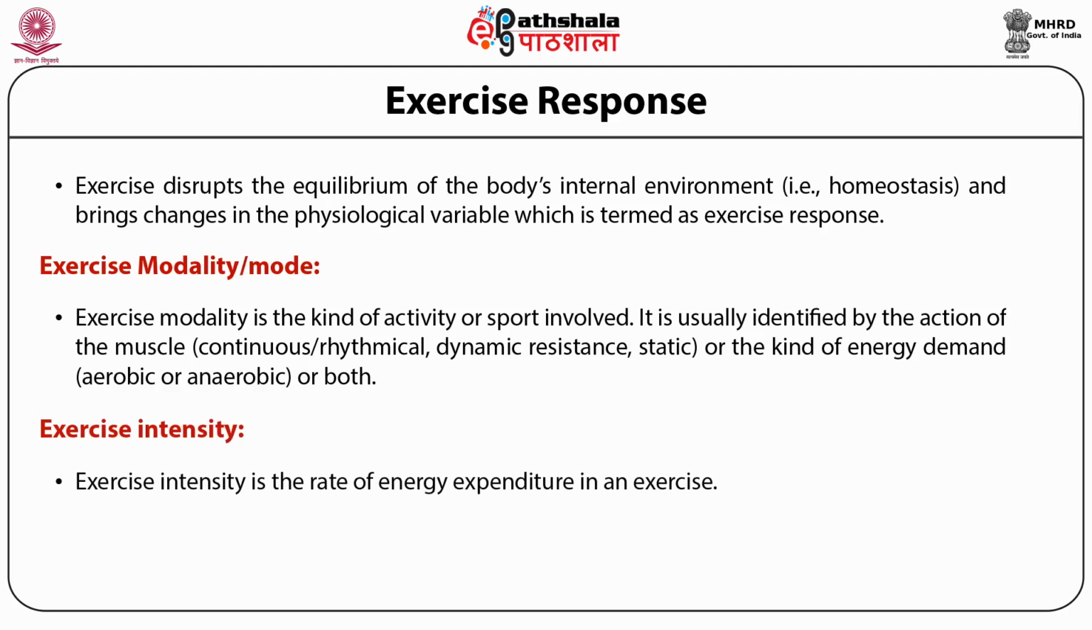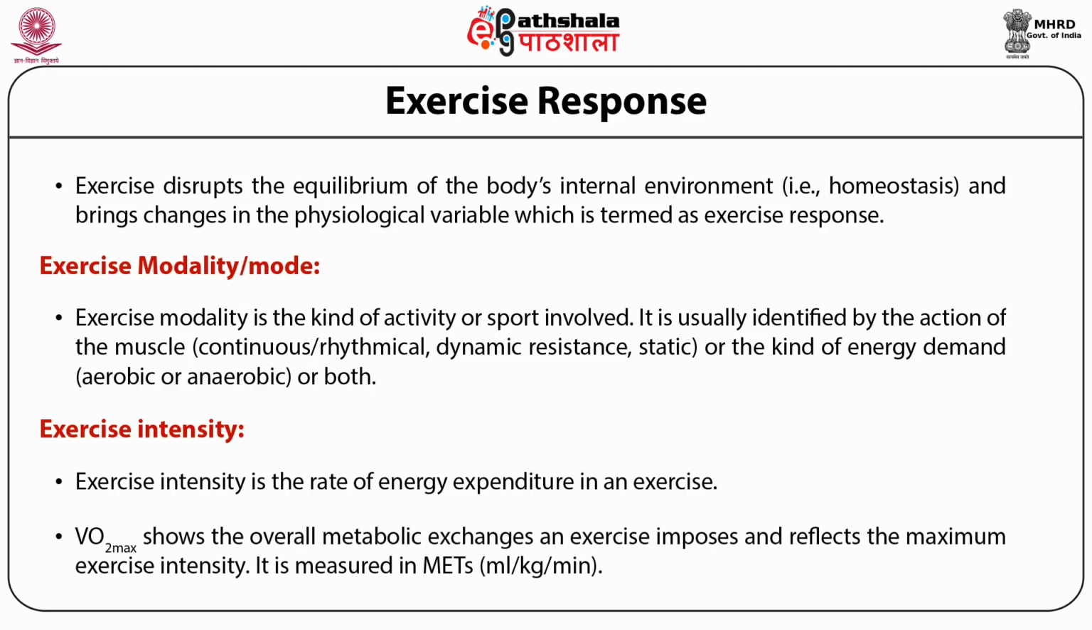Exercise intensity is the rate of energy expenditure in an exercise. It determines which energy systems are used and how long exercise can last and what kind of muscle fibers are recruited. The different measures of exercise intensity are heart rate, HR maximum, and oxygen consumption, that is VO2 max. VO2 max shows the overall metabolic exchange exercise imposes and reflects the maximum exercise intensity, and it is measured in MET, that is milliliter per kg per minute units.